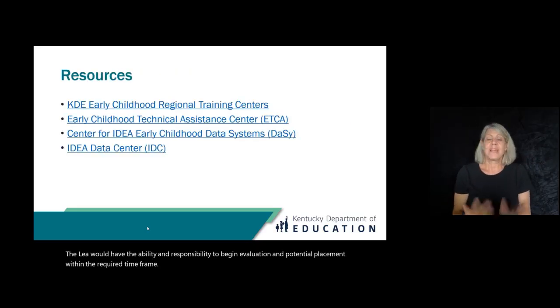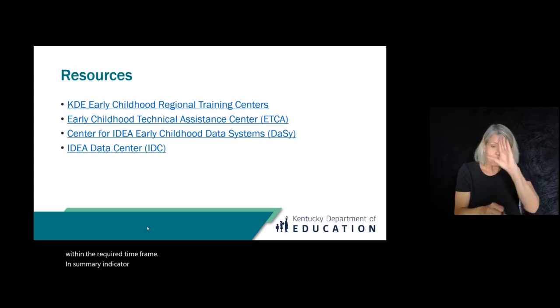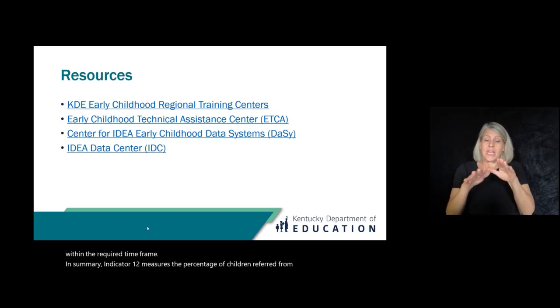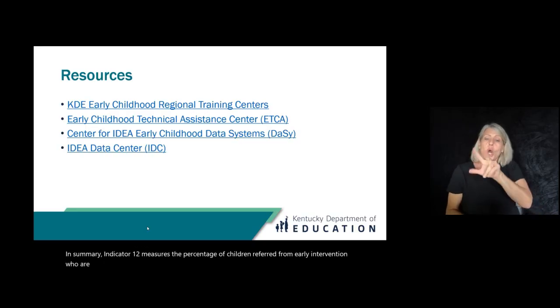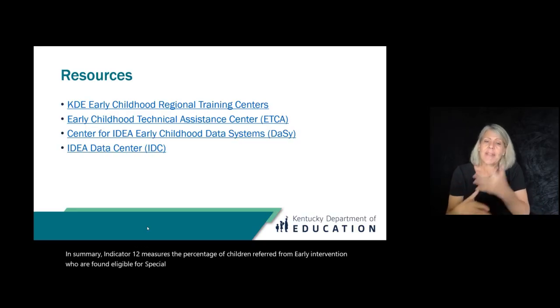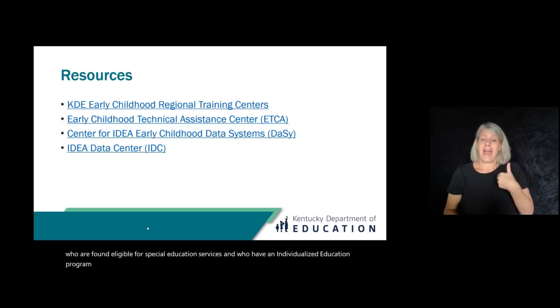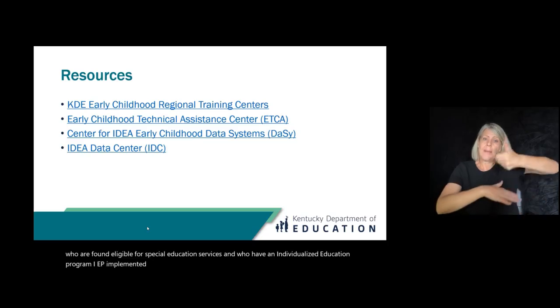In summary, Indicator 12 measures the percentage of children referred from early intervention who are found eligible for special education services and who have an individualized education program, IEP, implemented on their third birthday.